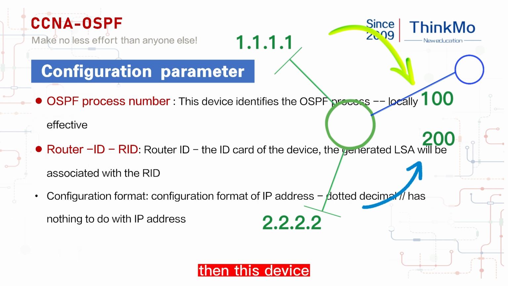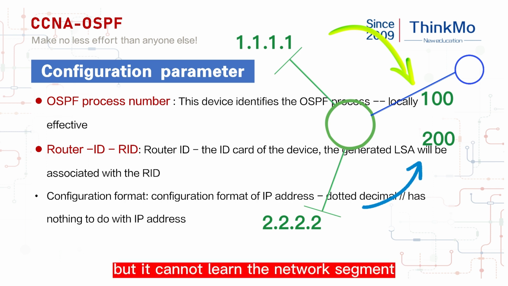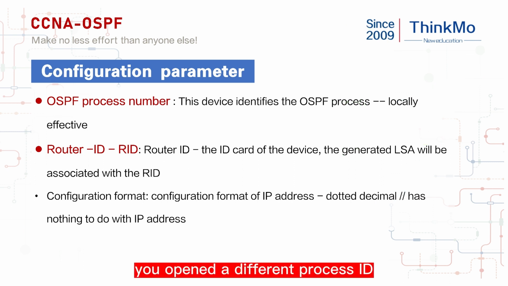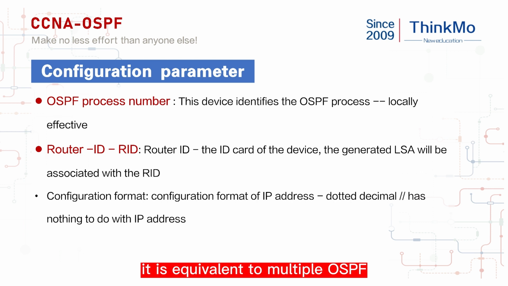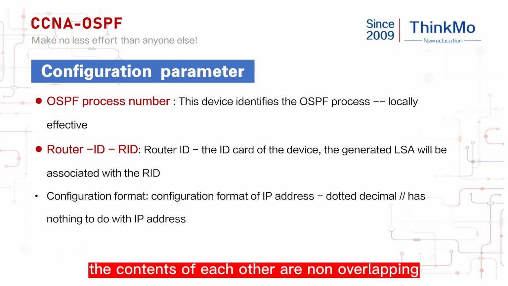Then this device can learn the 1.1.1.1 network segment you are announcing now. But it cannot learn the network segment 2.2.2.2 you announced, because the processes are isolated. You opened a different process ID. It is equivalent to multiple OSPF. OSPF opens two process IDs. This is two OSPF. The contents of each other are non-overlapping.